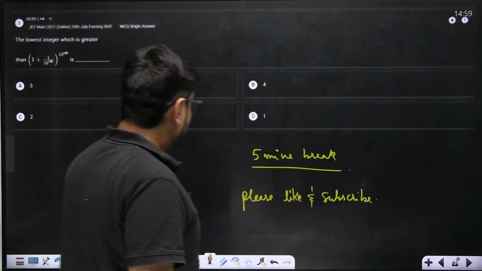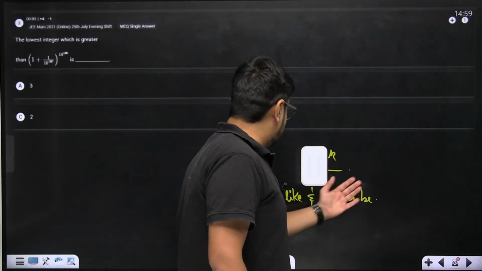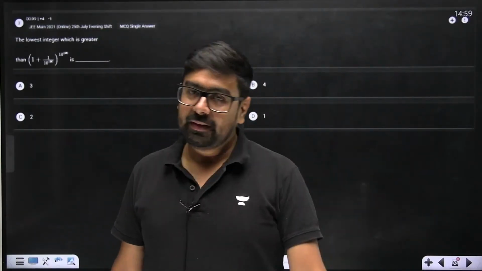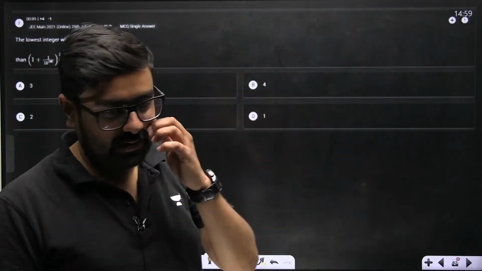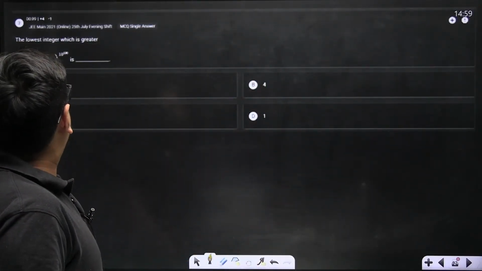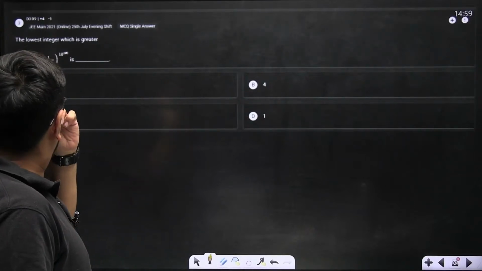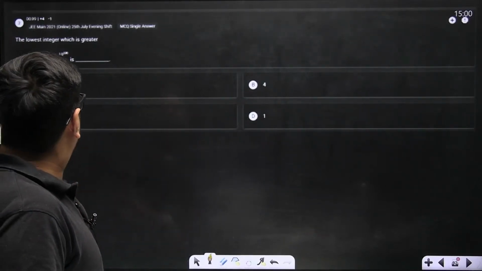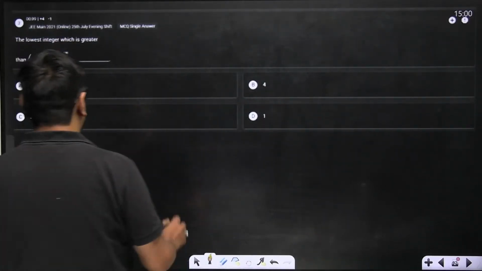Chaliye, let's go. This question now. Also a repeated type of question. This came in 2021, 2023 and I think something similar to this. What are they asking? Simple question it is.